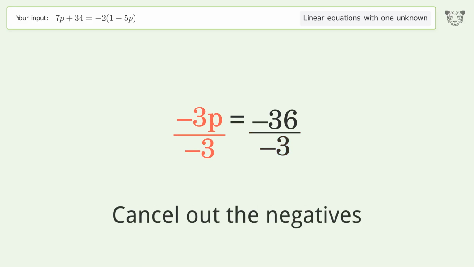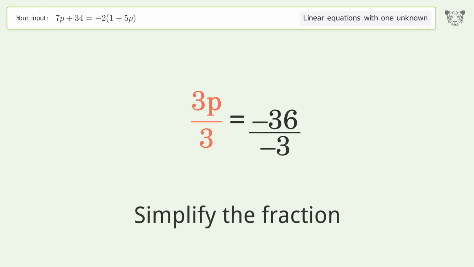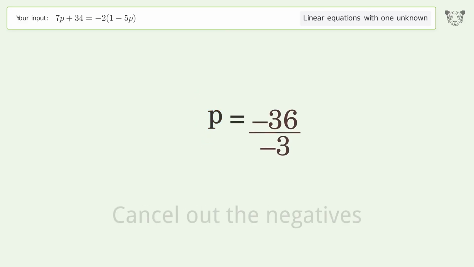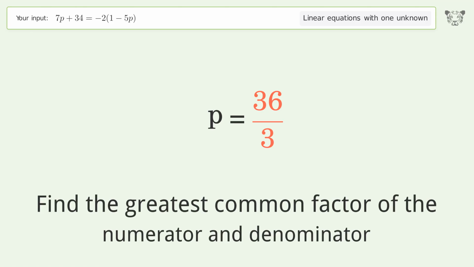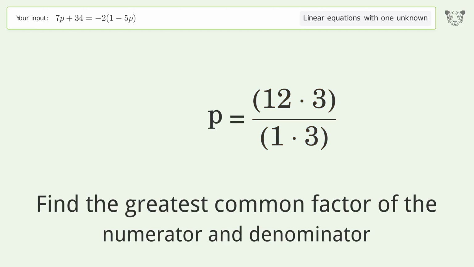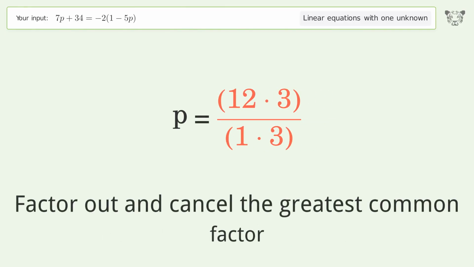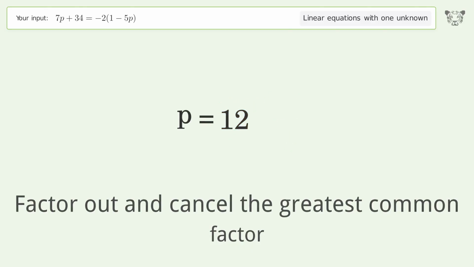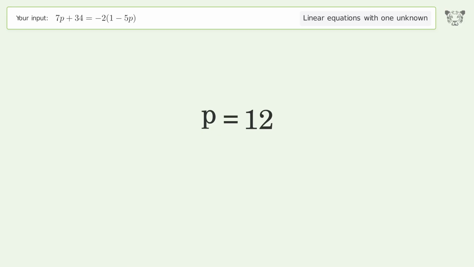Cancel out the negatives. Simplify the fraction. Cancel out the negatives. Find the greatest common factor of the numerator and denominator. Factor out and cancel the greatest common factor. And so the final result is p equals 12.